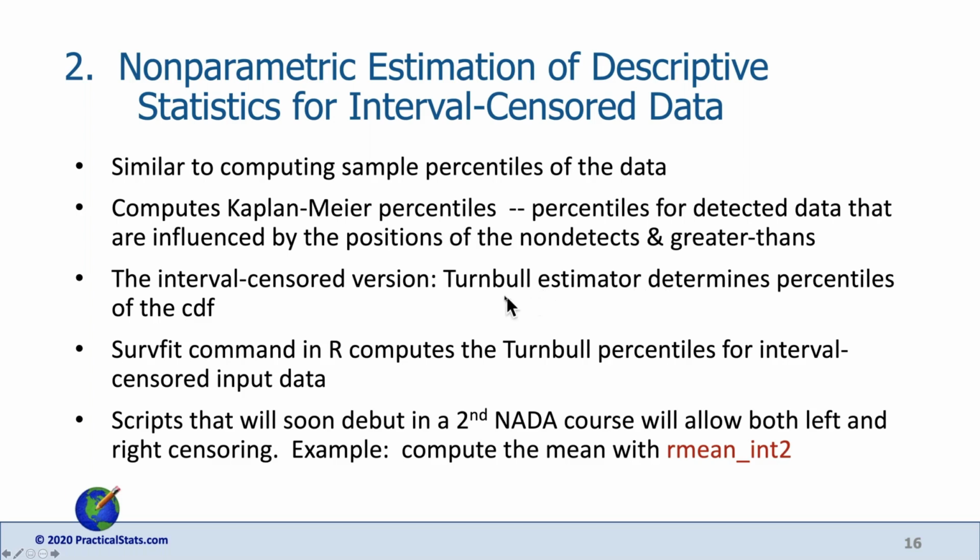That's called the Turnbull estimator, and it would allow you to put in interval data and still estimate a cumulative distribution function, or CDF, and that is just the set of percentiles for the data. It's done with a command called survfit in R, part of the survival package, but it's doing non-parametric procedures.